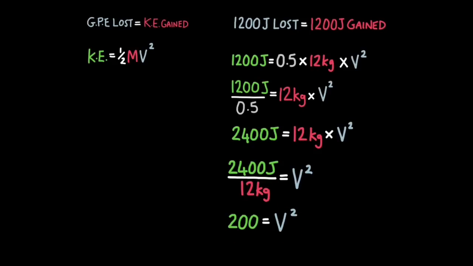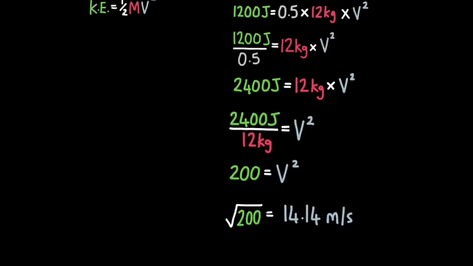But we need to find out velocity. So what's been done on this side? Well, it's been squared. How do we undo a square? Well, we have to square root on both sides. By square rooting on this side, we get rid of the square, and by square rooting on this side, we get the answer. So the square root of 200 is 14.14 meters per second.